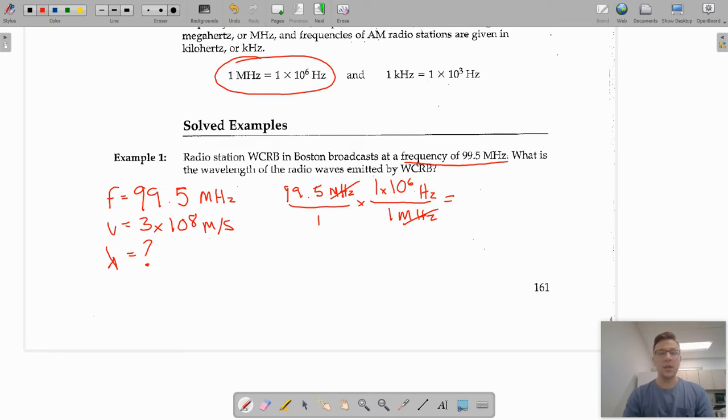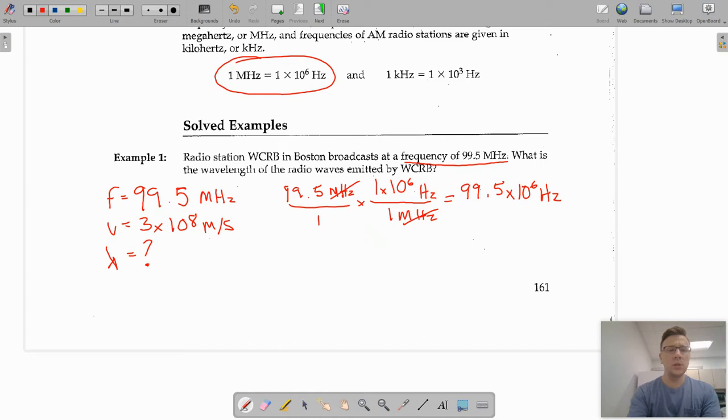Make sure you're using the exponent button on your calculator. So 1 exponent 6, and this is going to give us 99,500,000. So let's write that as 99.5 times 10 to the 6, which makes sense. So instead of using 99.5 megahertz, we're going to use 99.5 times 10 to the 6 hertz.